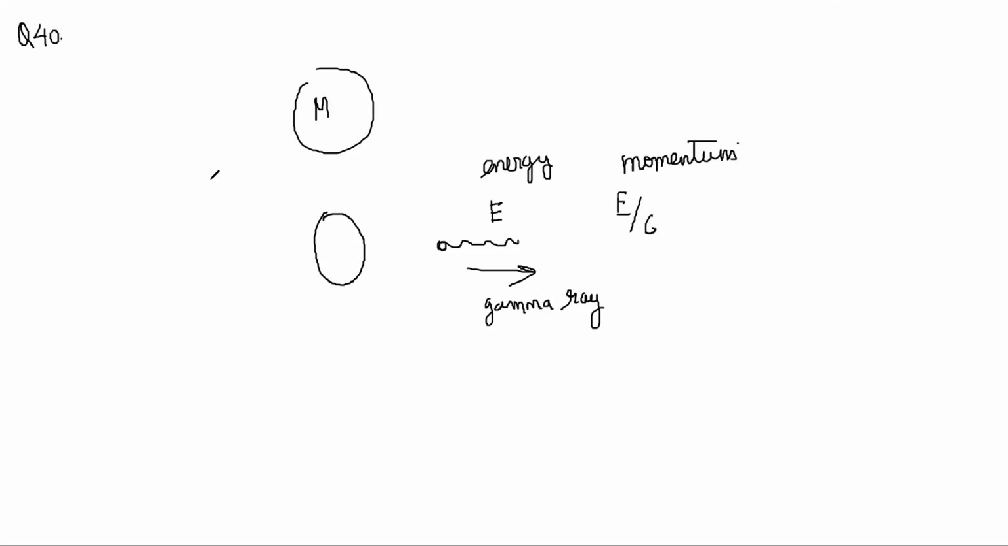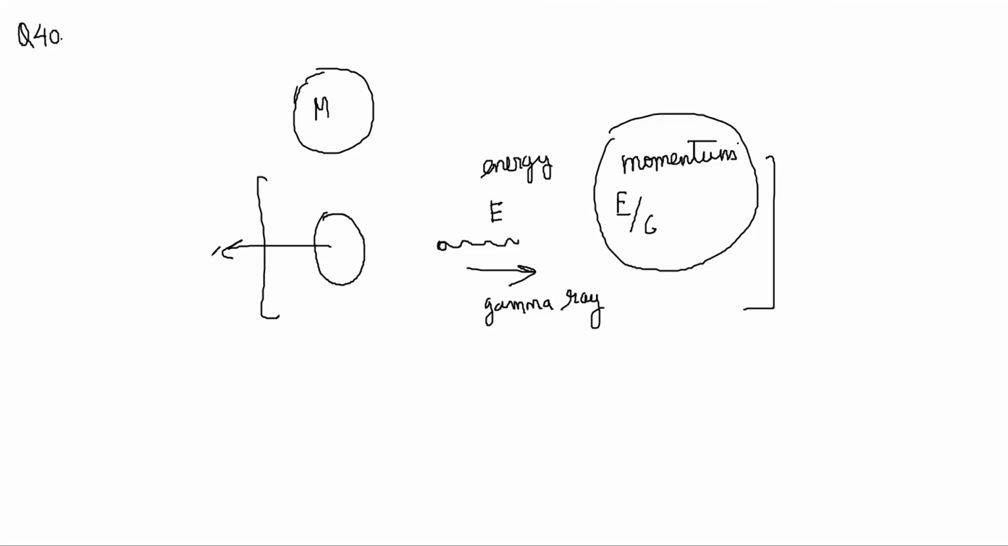By conservation of momentum, the initial momentum was zero. Here the momentum is E by c on this side, so the momentum of the mass m should be E by c on the other side, backward. So the velocity of the nucleus is E by mc, right?